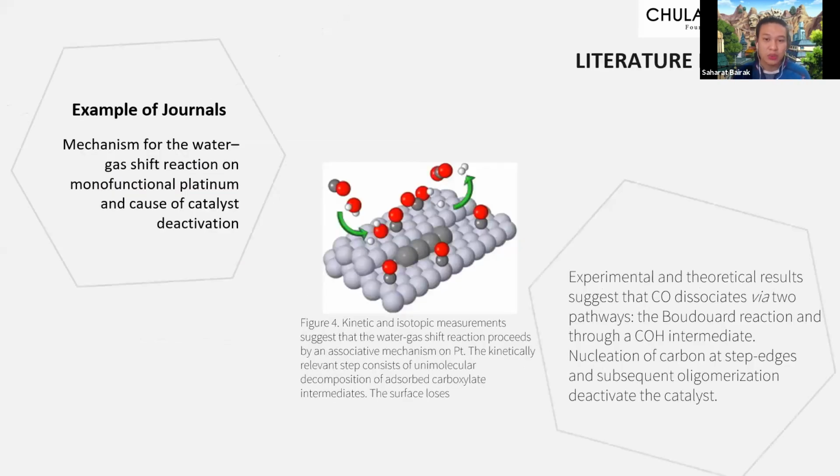Example of a paper or journal: mechanism for the water gas shift reaction on monofunctional platinum and cause of catalyst deactivation. The result is the same as the previous slide: experimental and theoretical results suggest the carbon monoxide dissociates into a pathway for the reaction and to a COH intermediate, and the formation of carbon at step 8 and subsequent agglomeration deactivate the catalyst.